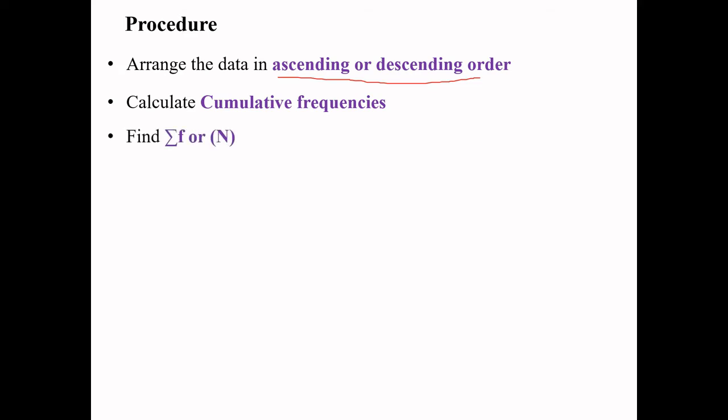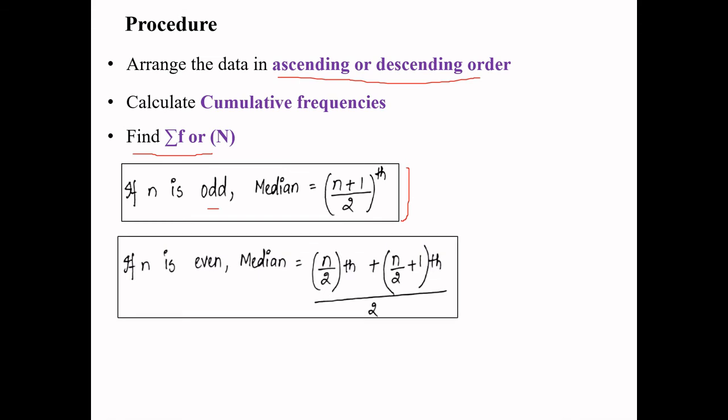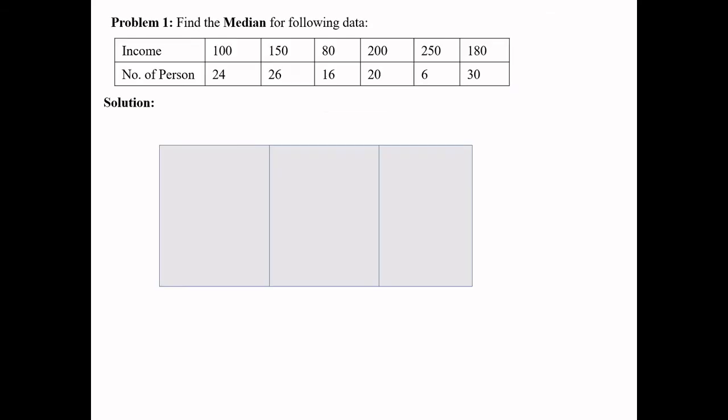Arrange the data in ascending or descending order. Then calculate cumulative frequencies. Then find sigma f or n. If n is odd, then median is calculated by (n plus 1) by 2th term. If n is even, then median is calculated by (n by 2)th plus (n by 2 plus 1)th upon 2.